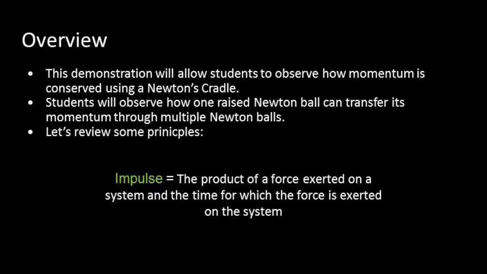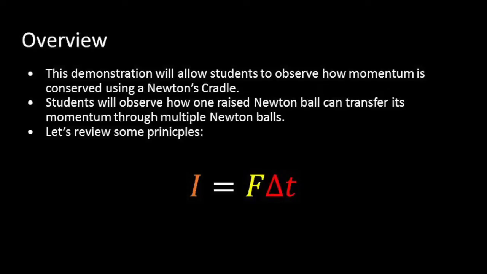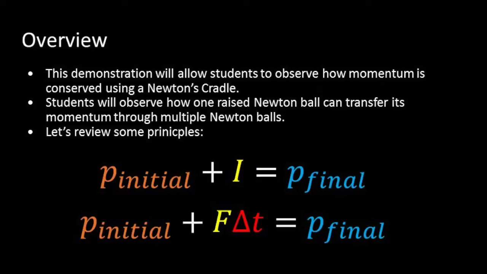Next, impulse. Impulse is the product of a force exerted on a system and the time for which the force is exerted on the system. Therefore, impulse is equal to force times delta t, with delta t being the change in time. In an open system, we could state that initial momentum plus impulse is equal to final momentum. Therefore, initial momentum plus force times delta t is equal to final momentum.